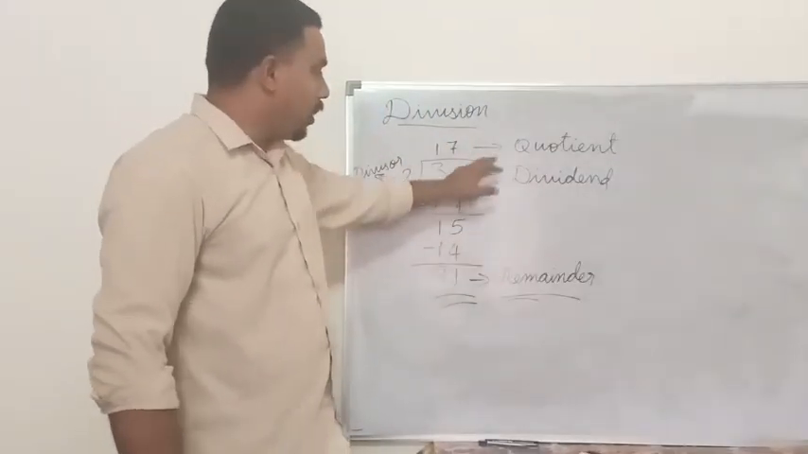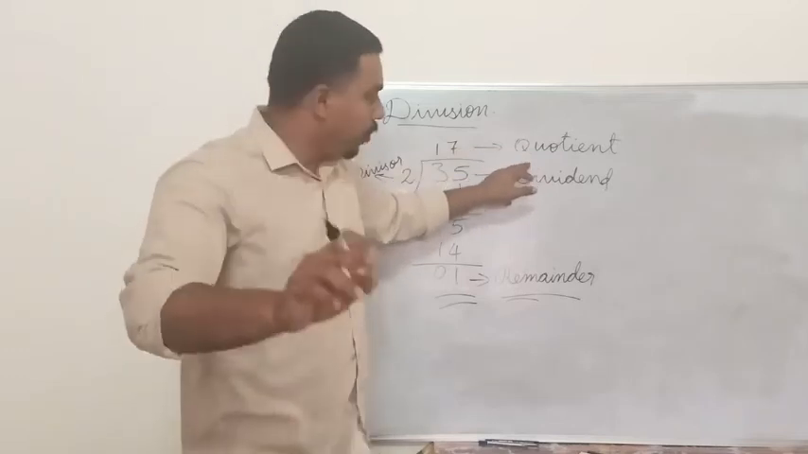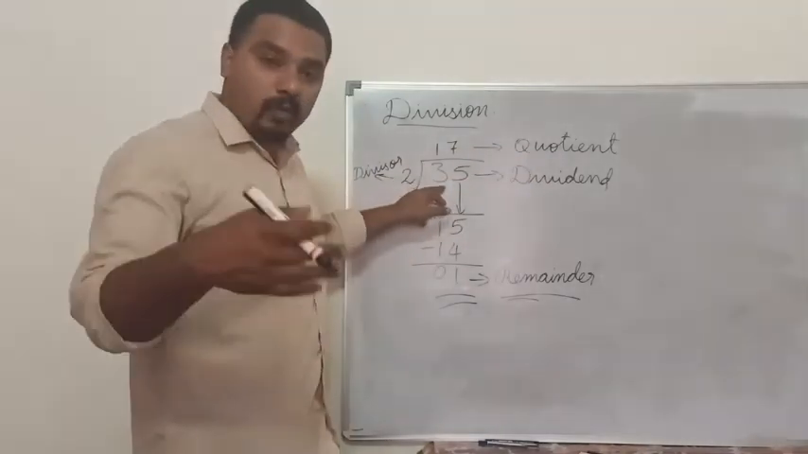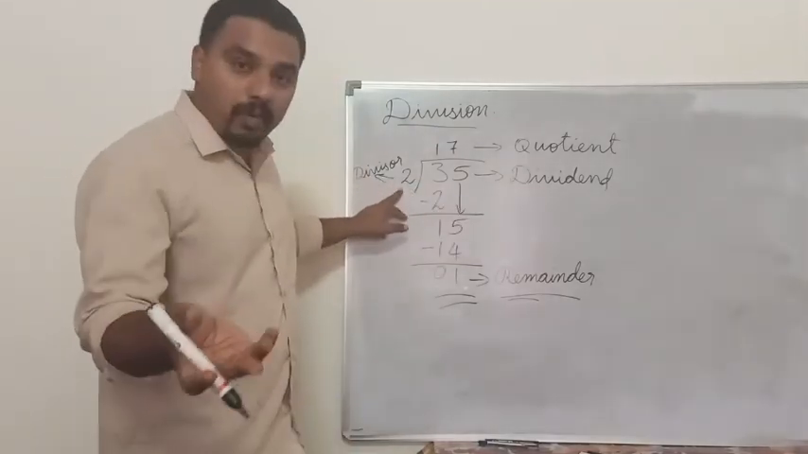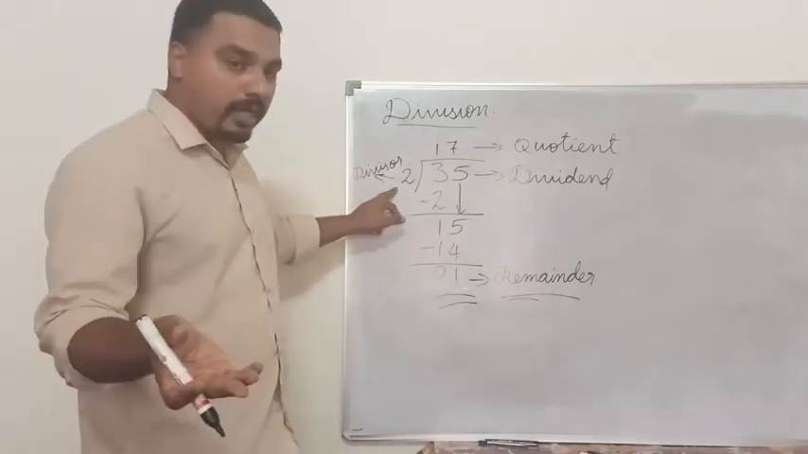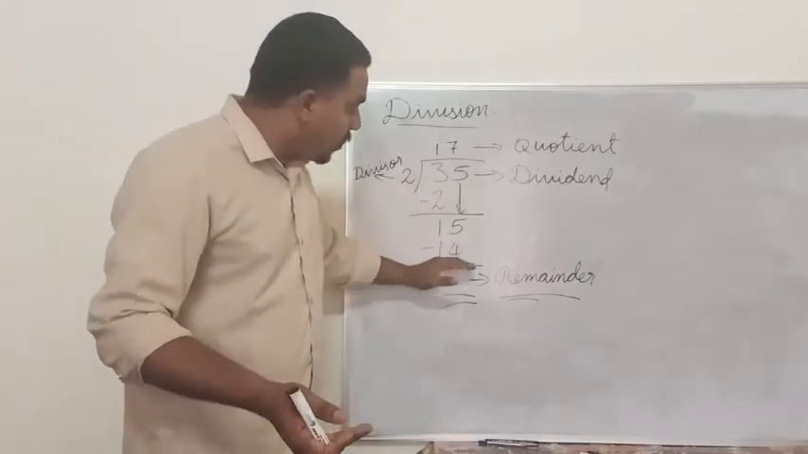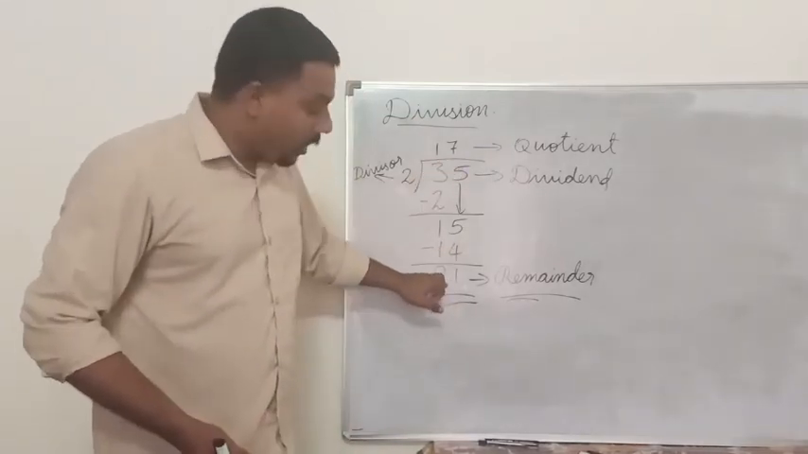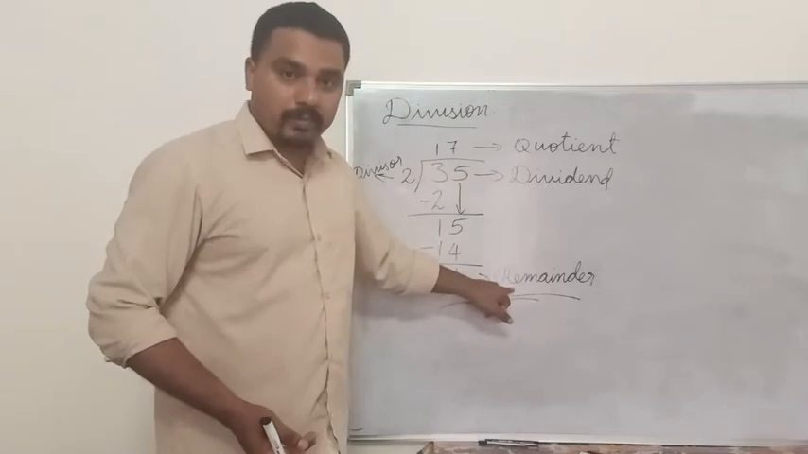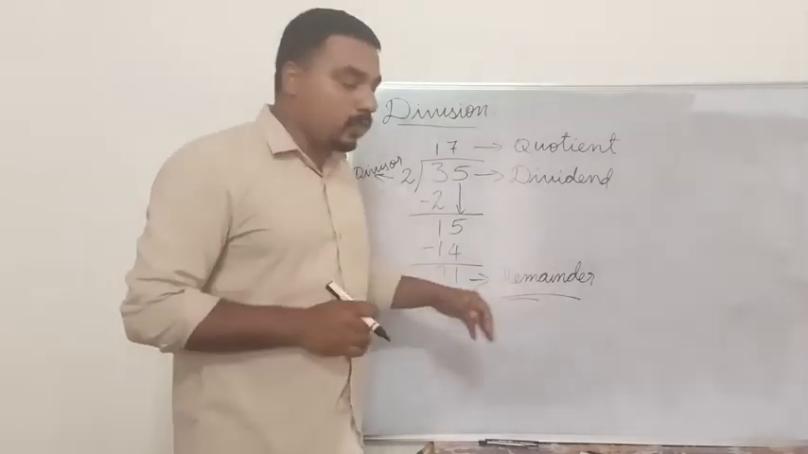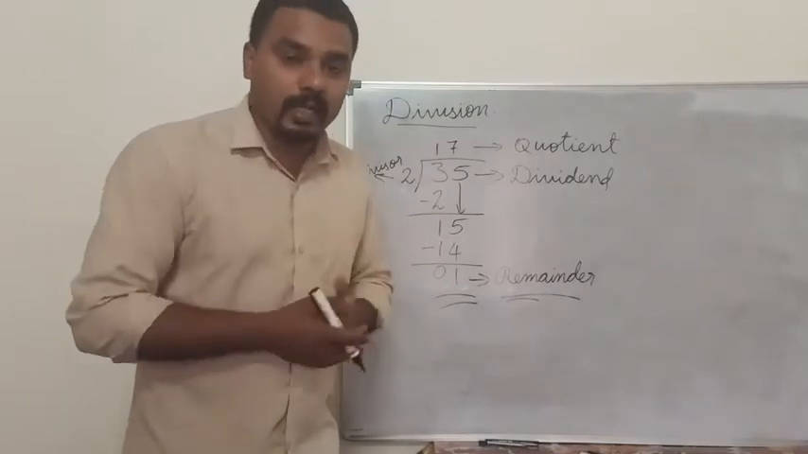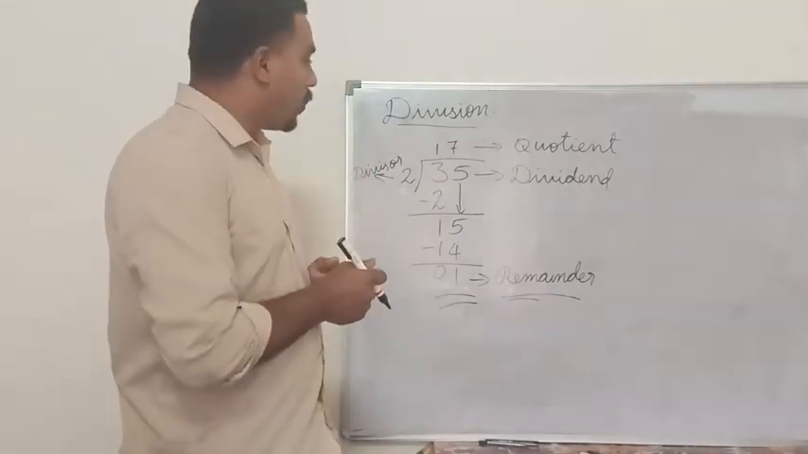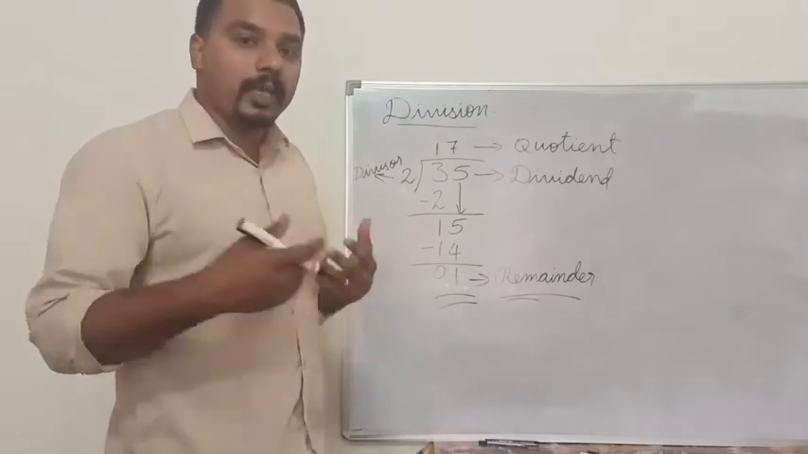So these are the terms we use in division, and they are very important. The answer of division is called the quotient. The number which we need to divide is called the dividend. The number by which we need to divide is called the divisor. And after the division, if something is remaining, that is called the remainder. And we can check it by multiplication. How can we check it?